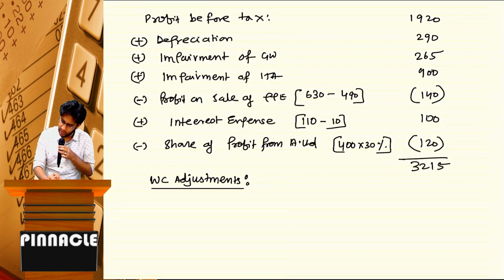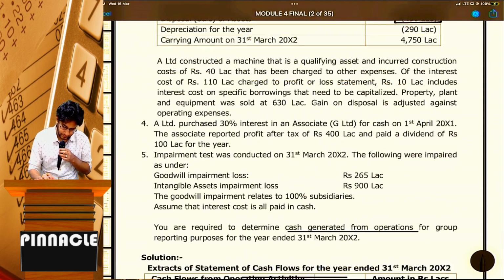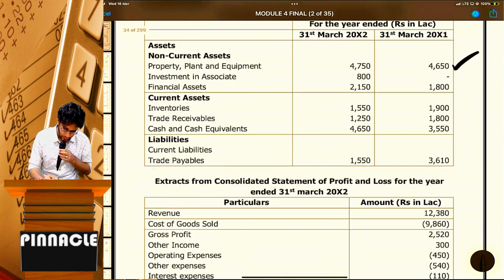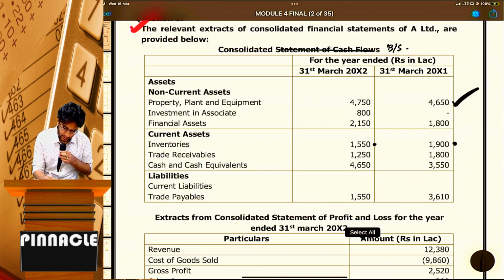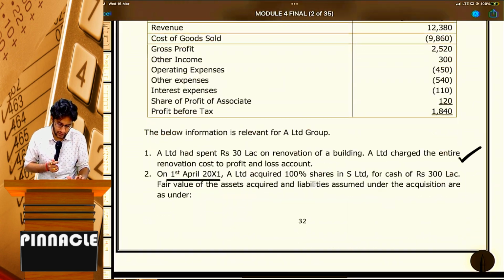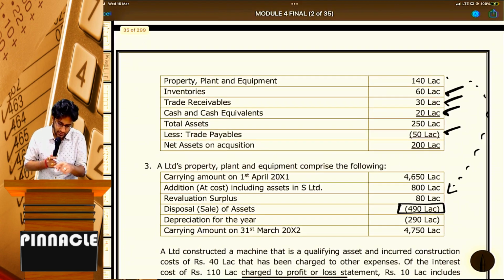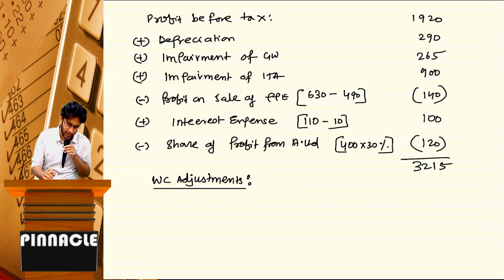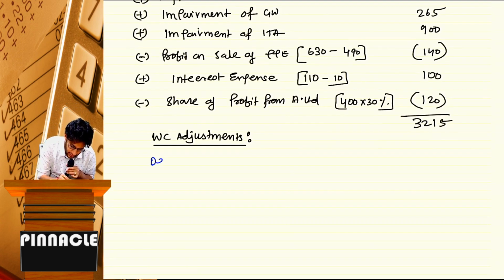Inventories, current, sir. Compared to last year inventory 1900, current year inventory decreased. First of all, 1900 and 1550 should not be compared, because what is secretly hiding in 1550, sir? 60 is there. That 60 you first eliminate, then you have to compare. Okay, sir. Right. Decrease in inventory.